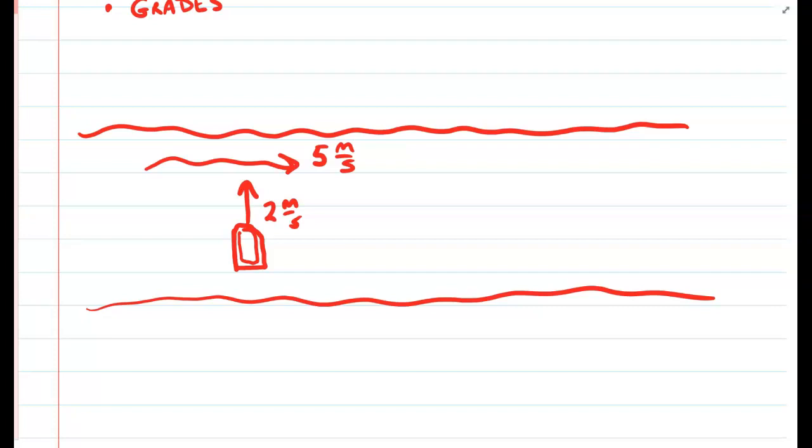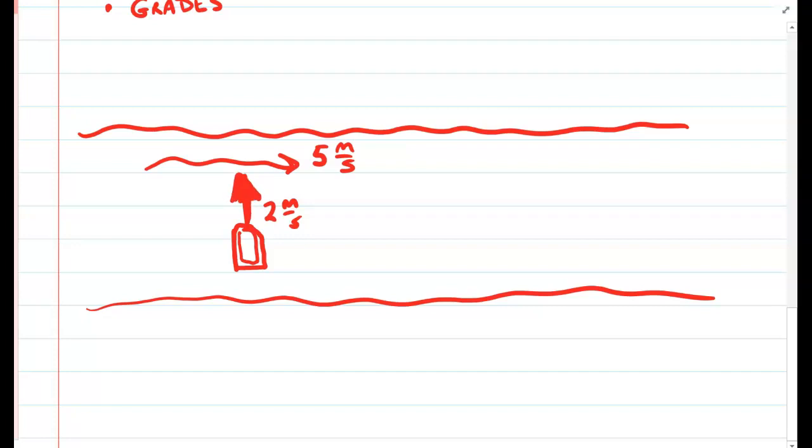For the boat, I'm going to call it up because the direction on your page would be up as you're looking at this on your screen. The boat has a vector velocity of 2 meters per second up. So it's going this way. So again, there's a magnitude of 2 meters per second, and the direction is this way.